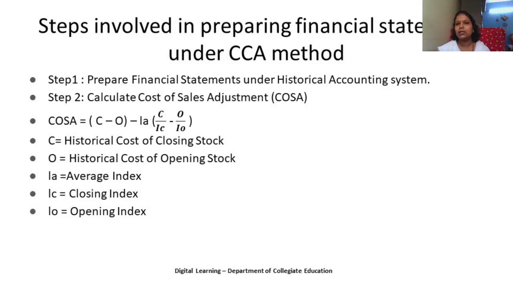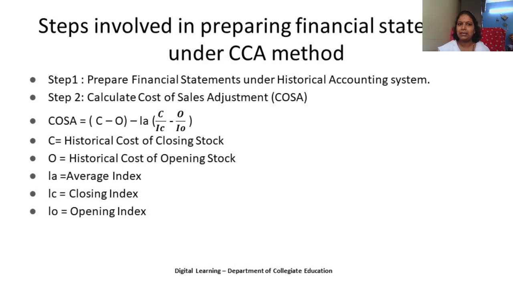In this method you are going to prepare a financial statement using historical accounts. In CPP you are doing the same thing, even in CCA you are going to do the same thing. Step number 2, you are going to calculate cost of sales adjustment, COSA.